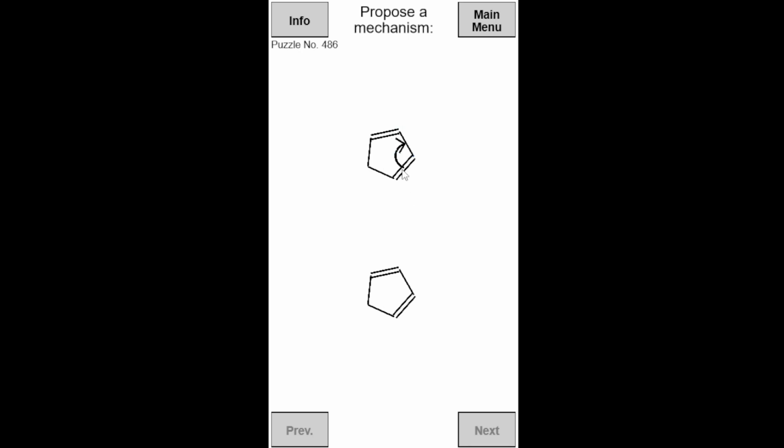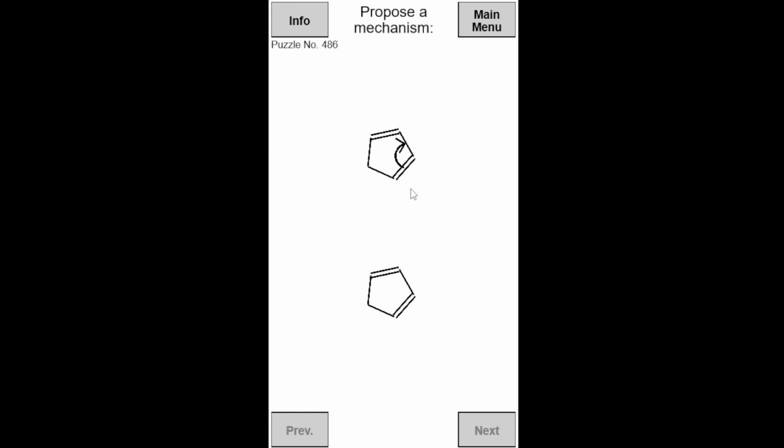Whoops, I've already made an answer there. Didn't intend to do that. This could be a dienophile. This could be a dienophile. Right off the bat, we've got two dienes and four dienophiles. If this is a diene, which it is, and it's going to act as the diene, then it could react with this dienophile or with this dienophile. So that's two different possible answers. And if this is the diene, then it could react with this as the dienophile or this as the dienophile. So it's another two different answers, four different answers.